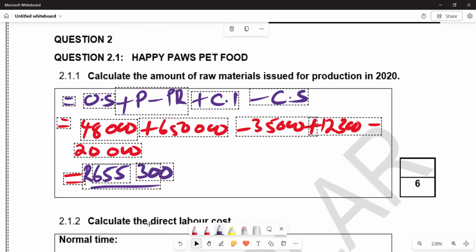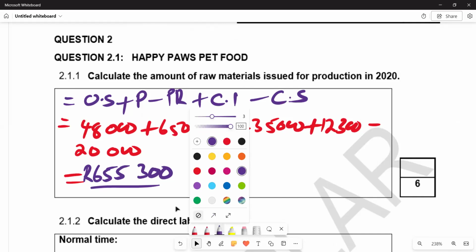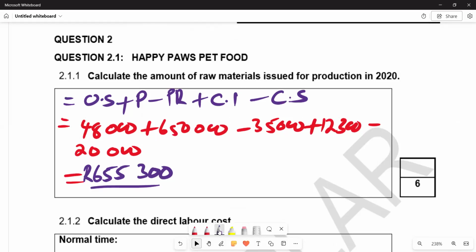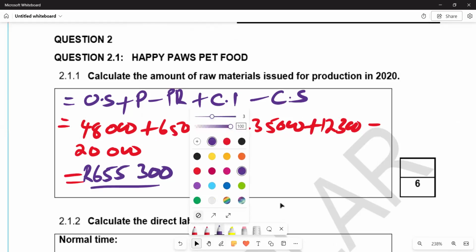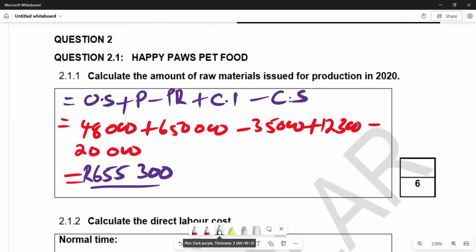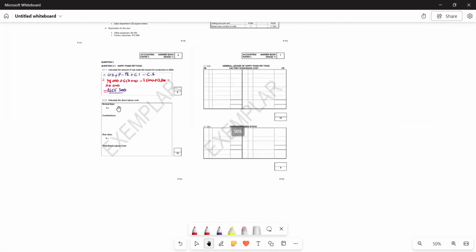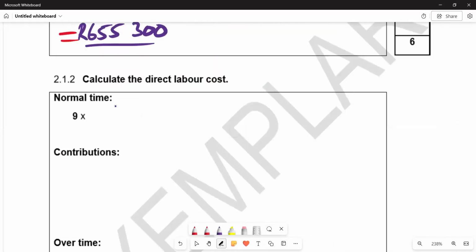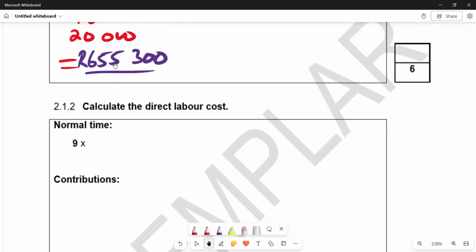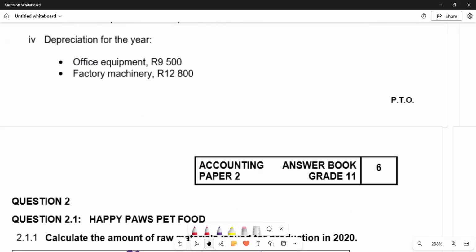Then we go to the second part of the question. If you go to the second part, we'll see that it's saying now calculate the direct labor cost. So this is the second part, and you are already given a 9 there pre-entered. So we are going to the question and try to see how can we come up with the normal time in terms of our labor cost. So you go to information given in the question.